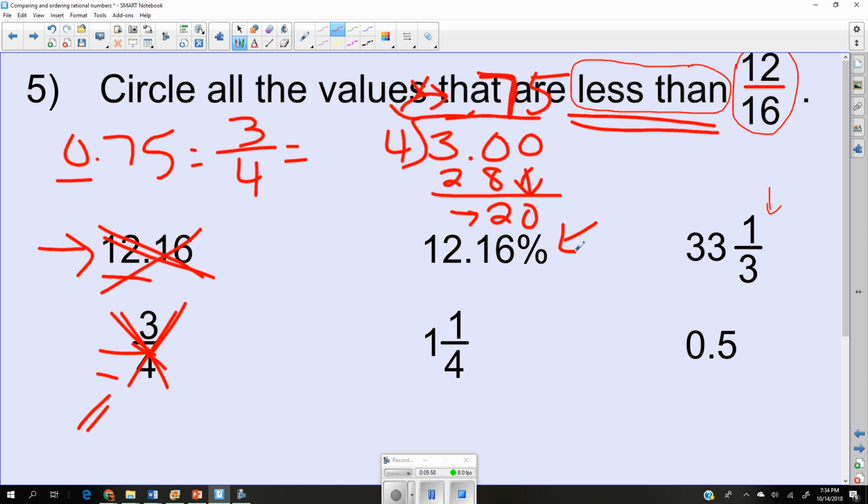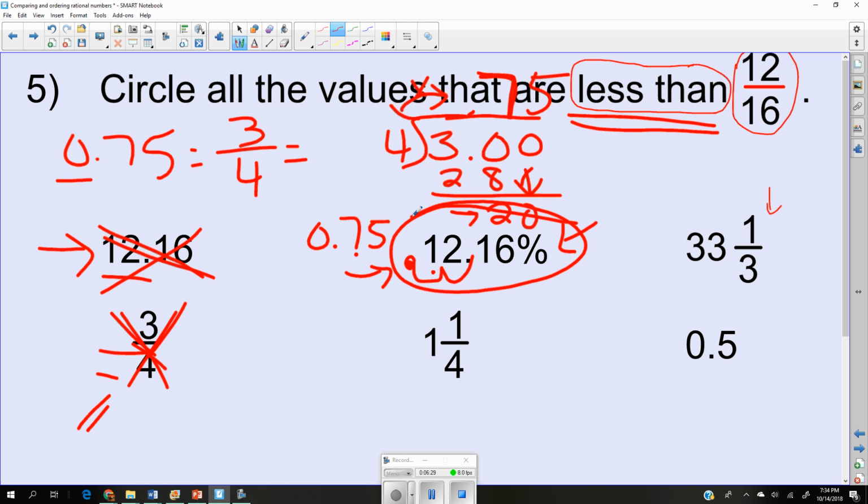16%. All right, so if you remember, with a percent, let's not do it the long way. It's 12.16 over 100, because then you're dividing it. So really all we need to do is move the decimal point 2 places. So now we're going to compare 0.75 to 0.12. Is that less than? So looking at the 1 and the 7, yes. So this one's good to go.